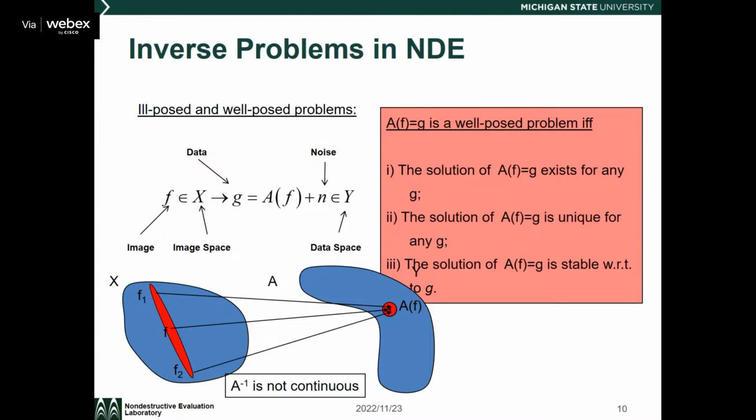Well, for inverse problems, another way of looking at it is what you're showing in this X-Y domain. The left blue object is X, the image space. The right is called data space. The image space is actually a physical space, where you have the object and try to get the images. The data space is where you have NDE data.